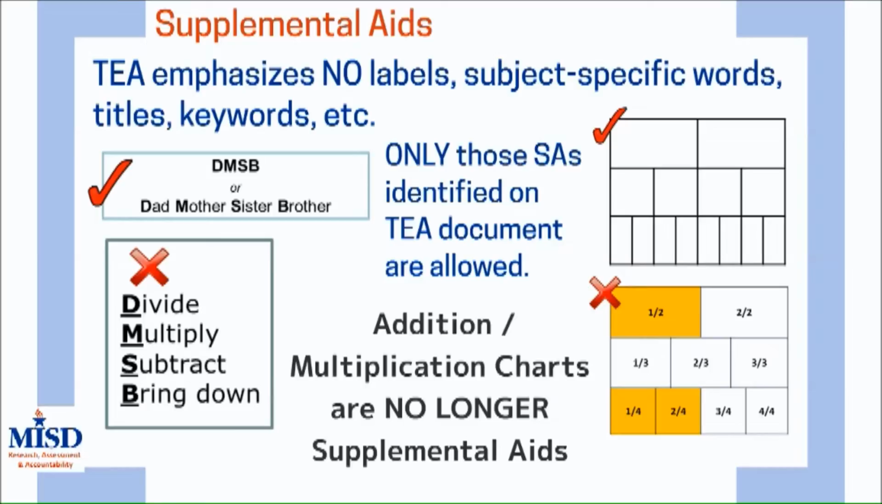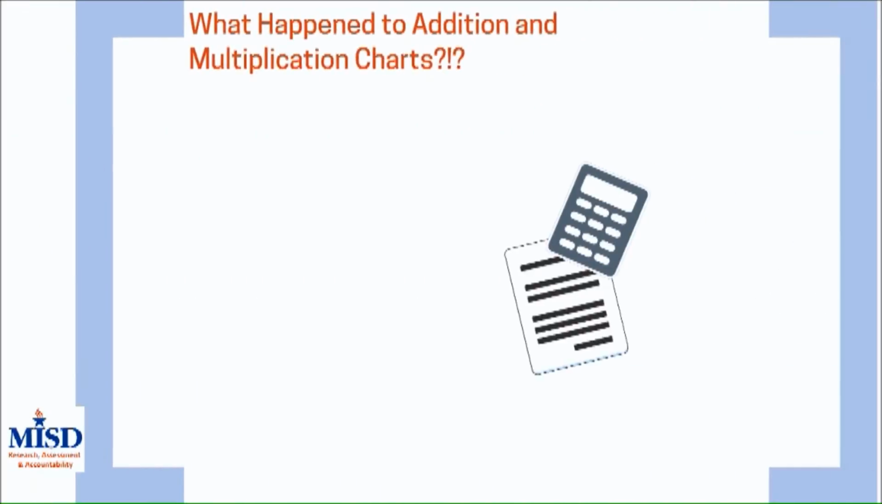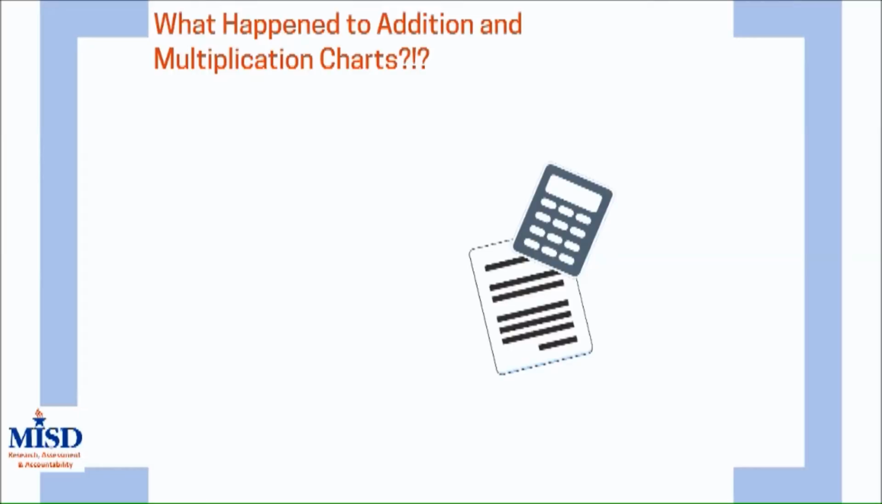TEA's philosophy is that there is a line between support and advantage, and labels, keywords, highlighting, etc. cross that line. Please note that as of 2017, addition and multiplication charts are no longer listed as allowable supplemental aids. Why is that the case?